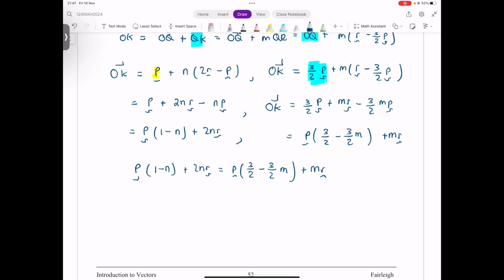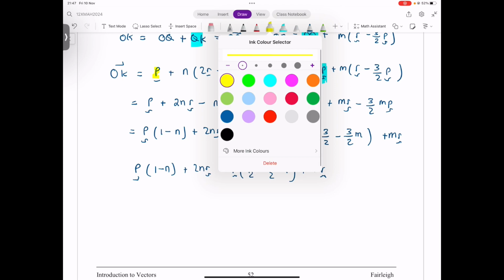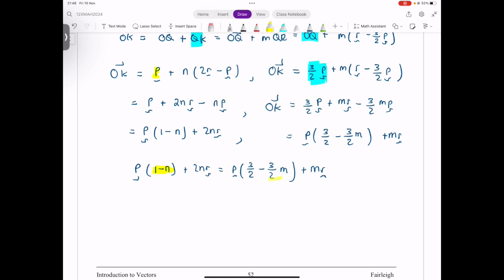Now this is where it's really going to test your fundamental understanding of vectors, because we know that vector P and vector R are different things. So what that means is everything involving vector P on the left-hand side has to equal everything involving vector P on the right-hand side. In other words, this stuff has to equal this stuff, and this stuff has to equal that. So that's going to give us two equations. Number one, 1 minus N is equal to 3 on 2 minus 3 on 2M. And another equation, 2N equals M.